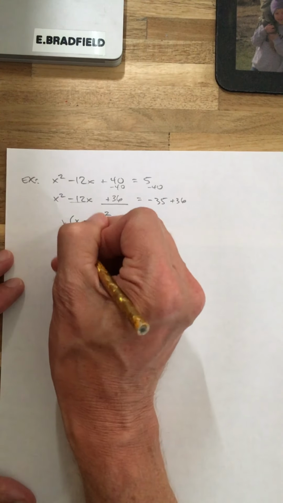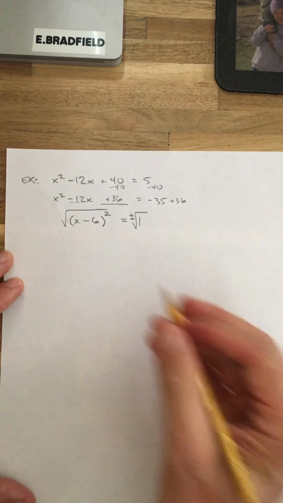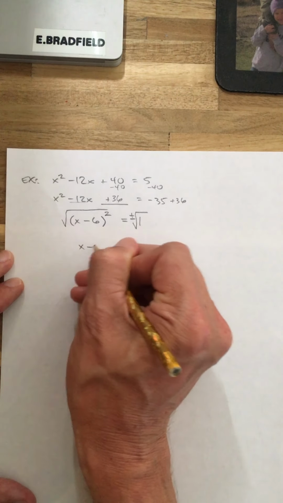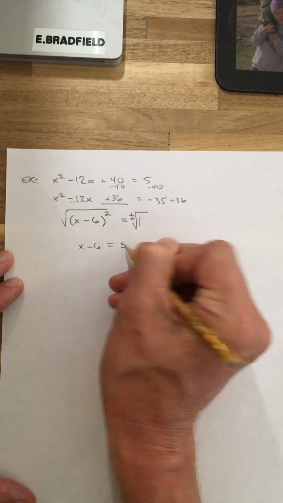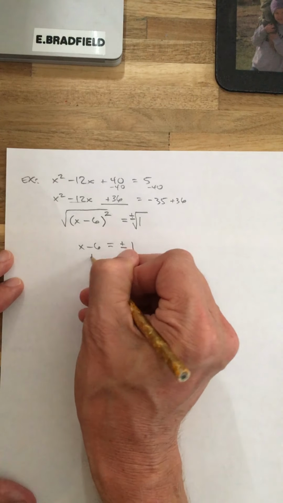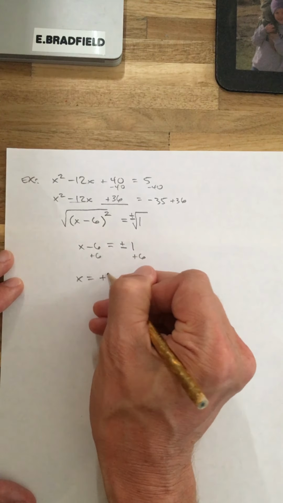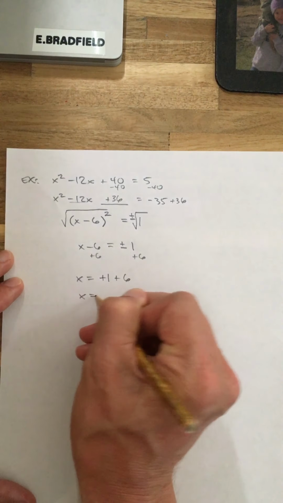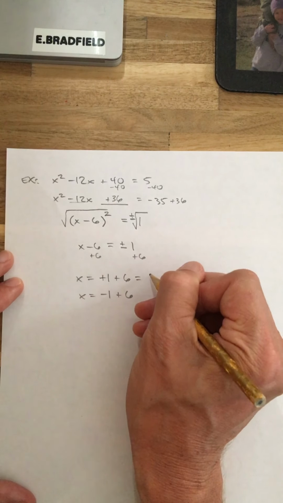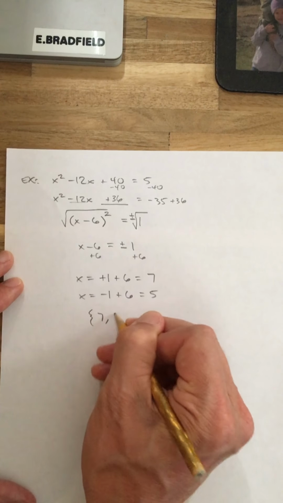Okay, now take the square root on both sides. Plus or minus, don't forget it. Okay, the square root of this, remember the square and the square root cancel, so you're left with x minus 6 equals plus or minus. The square root of 1 is just 1. So now add 6 to both sides, and we get x equals plus 1 plus 6, and x equals minus 1 plus 6. And so plus 1 plus 6 is 7, and negative 1 plus 6 is 5, and so my two answers are 7 and 5.